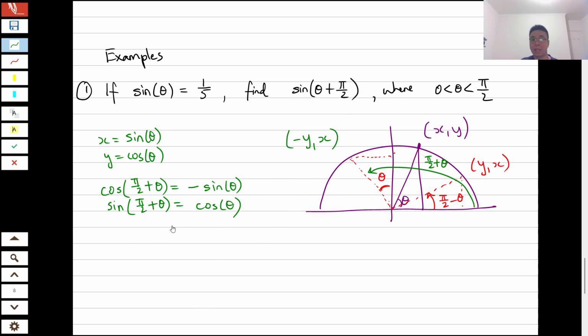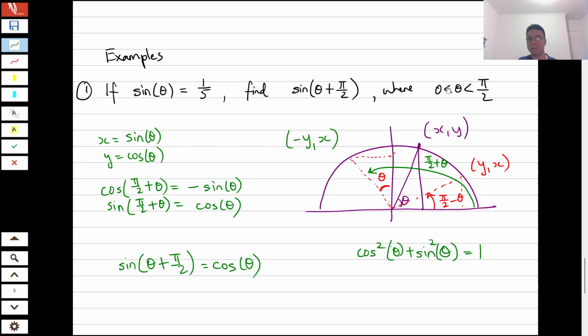Now, according to this diagram, we have shown that sine of theta plus pi on 2 is sine of theta. And sine of theta is 1/5. Sorry, no, my mistake. Cos theta. And so now I need to use the Pythagorean identity, because I don't know what cos theta is, but I do know that cos squared theta plus sine squared theta is 1.